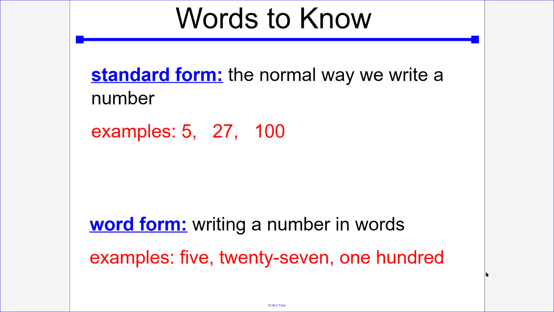For the last 2 days, you've learned about standard form and word form. You'll remember that standard form is the normal way we write a number. Here is an example of the number 5 written in standard form. You'll also remember that word form is writing a number in words. Here is an example of the number 5 written in words.